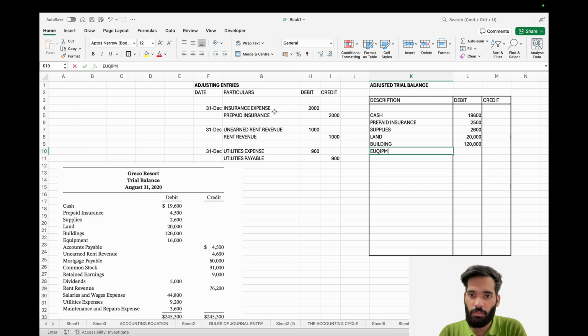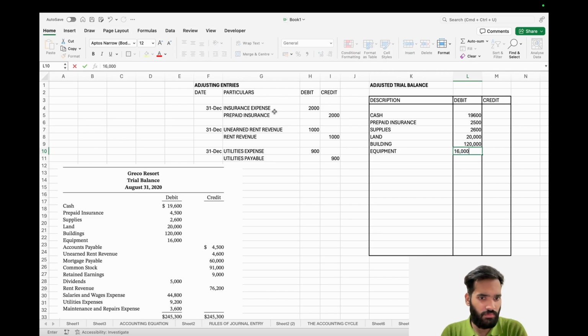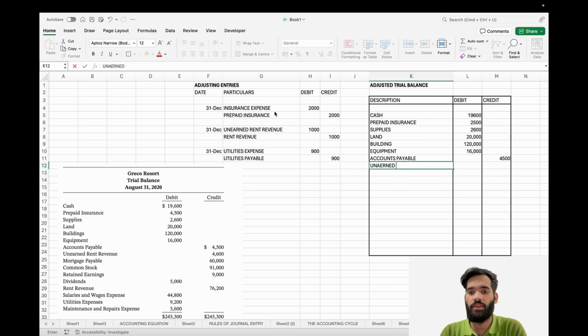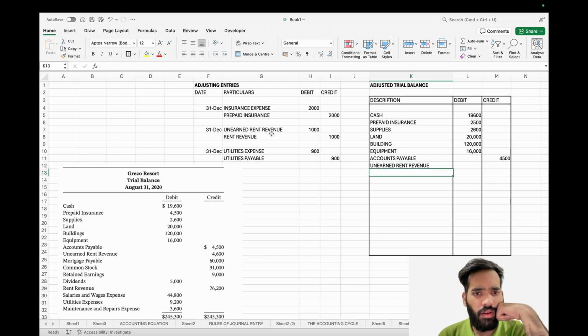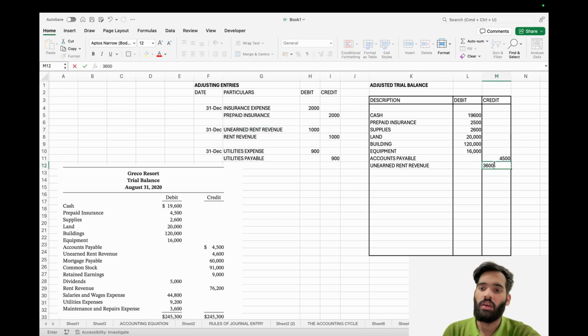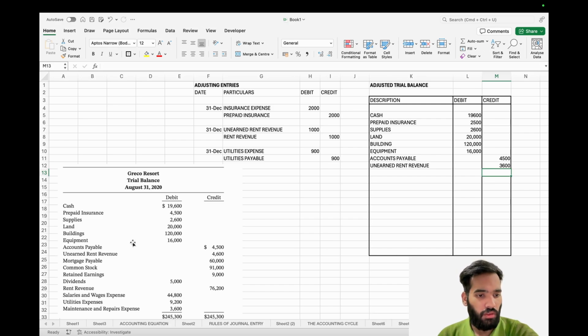Okay, after building, we have equipment, which is 16,000. There we go. Accounts payable, which is 4,500, since again in the adjusting entries, these are not affected. Unearned rent revenue. Let me write again, unearned rent revenue. So let's see, is it affected? Debit. It's a liability, so debit means it's decreasing. So if originally I had 4,600 and then I decreased it by 1,000, that means the remaining balance will be 3,600.